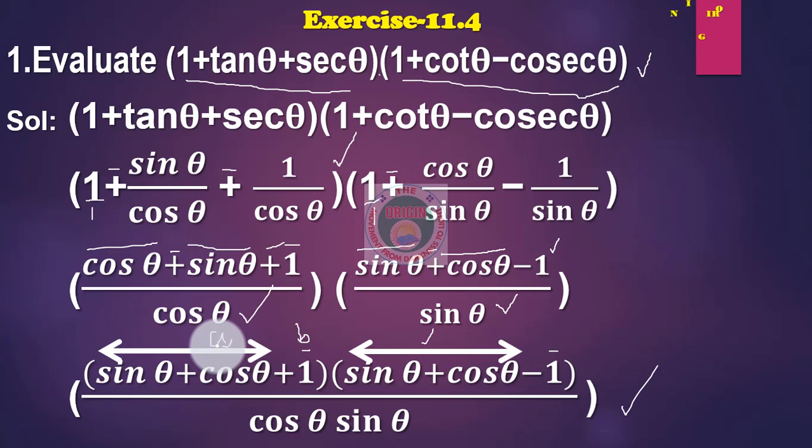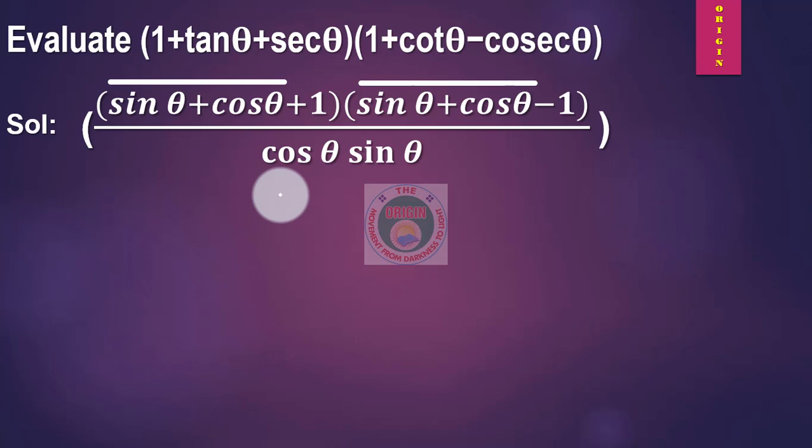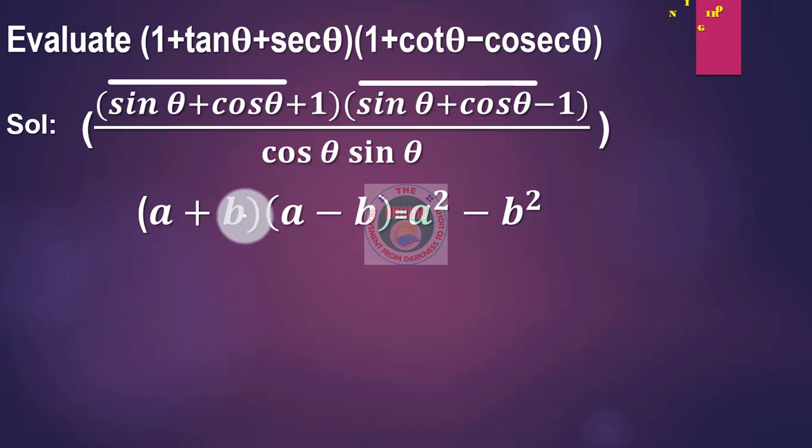Now read the formula. A plus B into A minus B. What is A plus B into A minus B? A square minus B square. Now I am applying the formula in the next step. A plus B into A minus B equals A square minus B square.